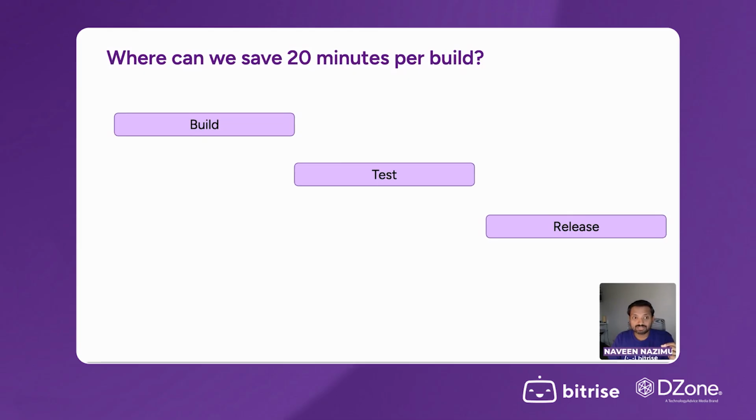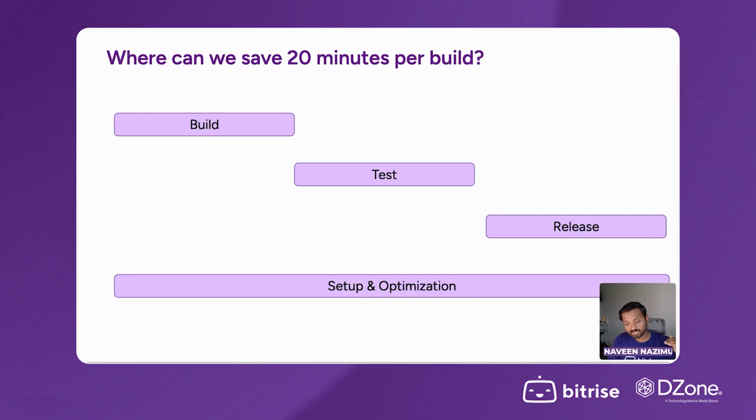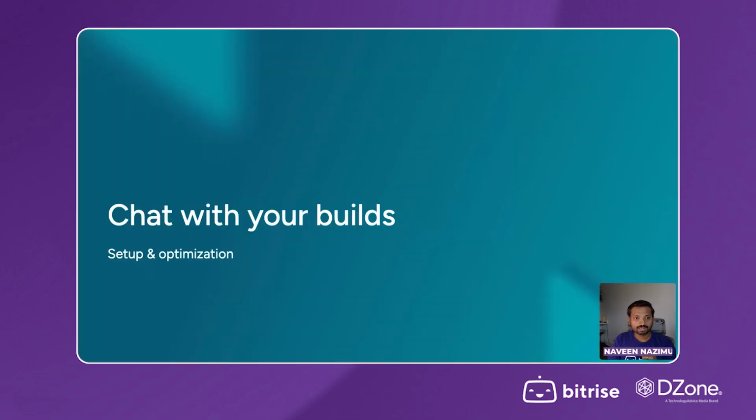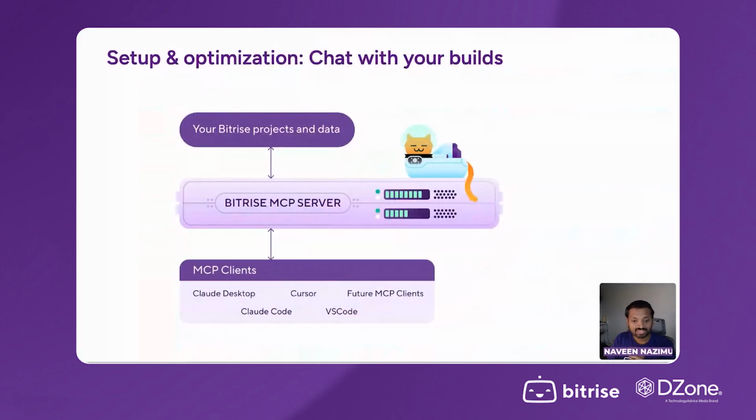So now the question becomes, where can we save 20 minutes per build? Broadly, a CI/CD workflow can be split into a build phase, test phase, and release phase. And also, we have setup and optimization that runs throughout the lifetime of CI/CD. Now, I want to highlight one feature that we recently released with respect to setup and optimization, where you can chat with your builds. And that is the Bitrise MCP server. Using your favorite AI client, be it Claude Desktop or even VS Code, you can chat with your data in your Bitrise environment, your projects, your logs, etc.